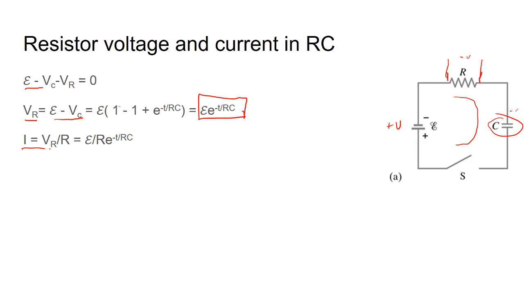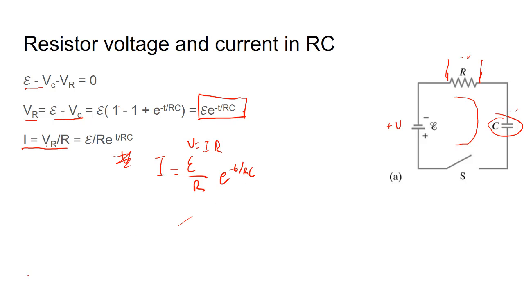And again, if we want the current through the resistor, we would just take the voltage across the resistor and divide by the resistance, because V equals IR. And so this would be I equals the EMF of the battery over the resistance times e to the negative t over RC.